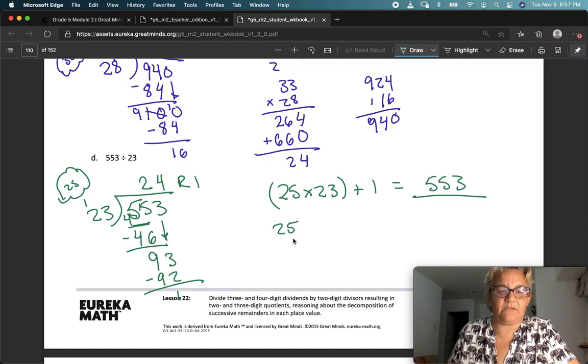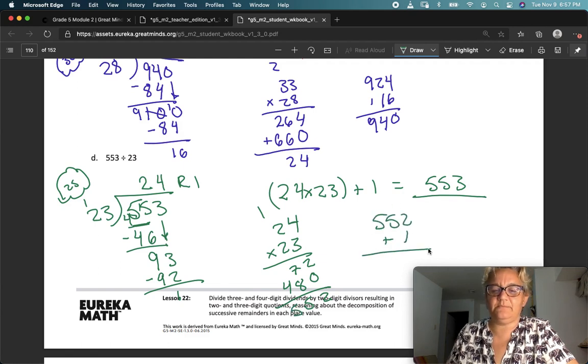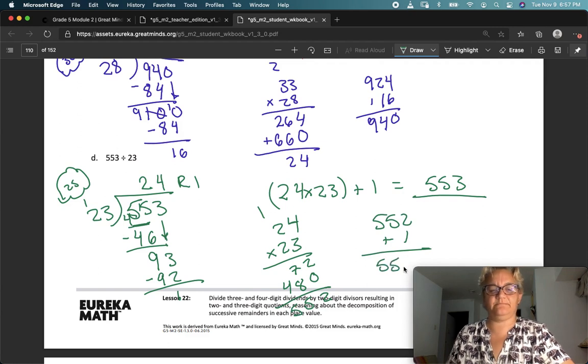25. Oh, I'm sorry. That is 24. 24 times 23. 3 times 4 is 12. Carry the 1. 3 times 2 is 6. Plus 1 is 7. Drop the 0. 2 times 4 is 8. 2 times 2 is 4. And 2, 15, 1 is 5. 552 plus our 1 remainder is 553.